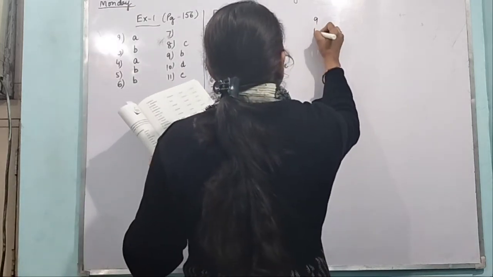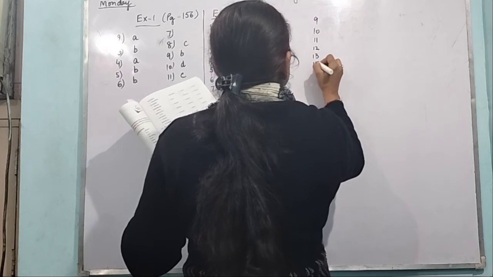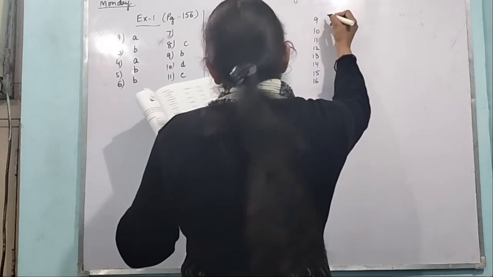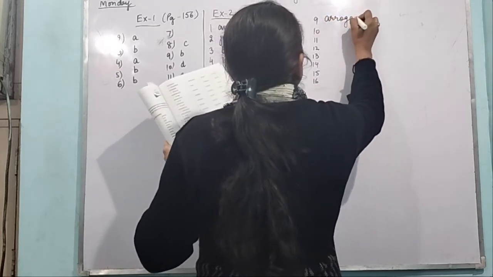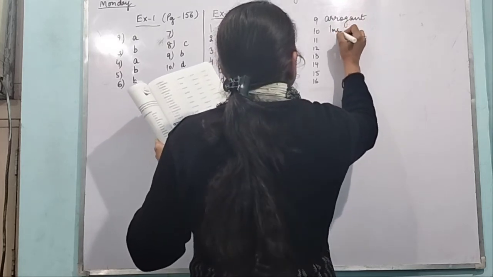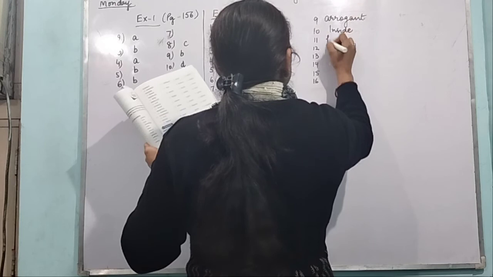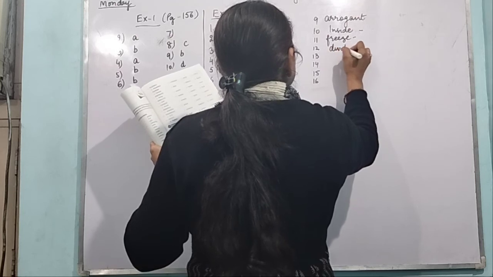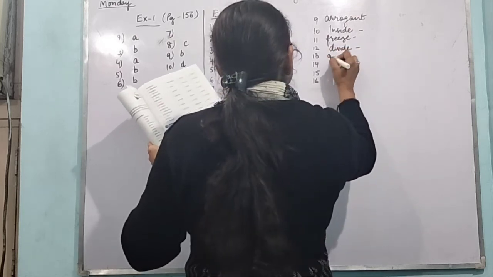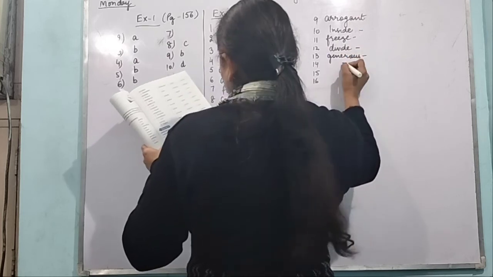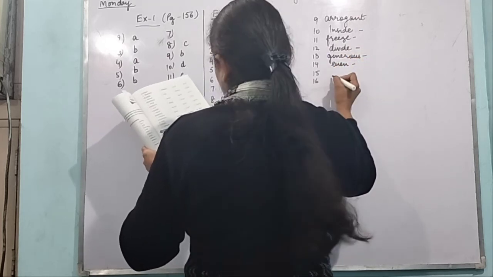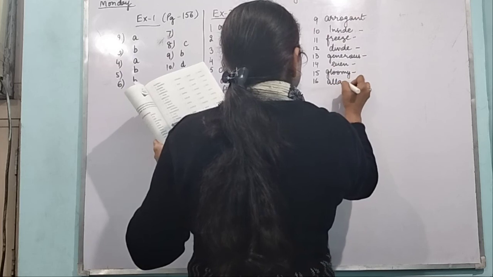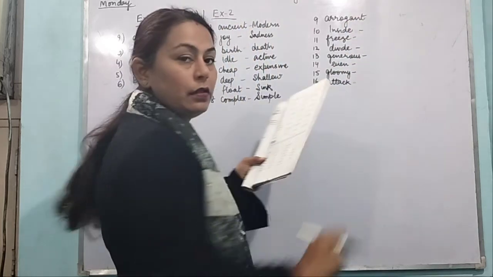Now we come to 9, 10, 11, 12. The 9th is arrogant. Inside. Freeze. Divide. Generous. Even. Gloomy. Attack. So now we will write the opposites of these.